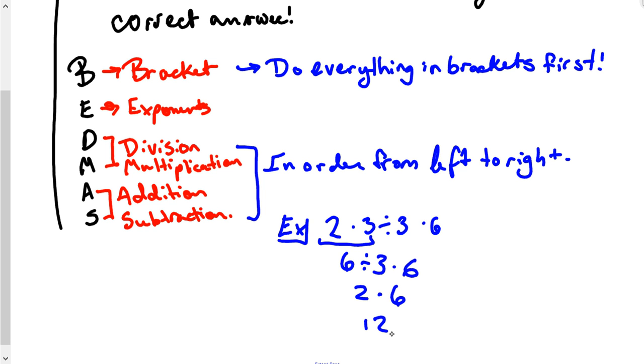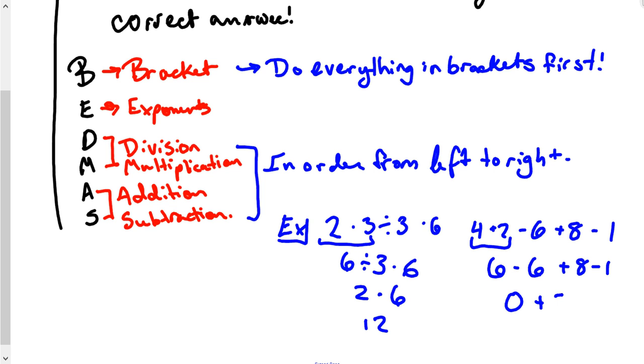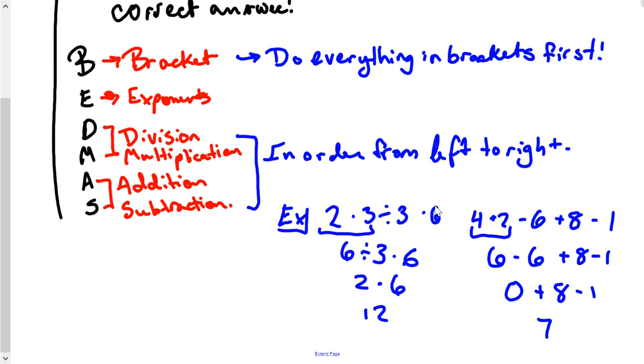And let's do an addition subtraction example. So this could be 4 plus 2 minus 6 plus 8 minus 1. Again, one step at a time. So 6 minus 6 plus 8 minus 1 gives us 0 plus 8 minus 1 to give us 7. Step by step, there's no need to rush order of operations stuff because we really don't want to get it wrong. We want to make sure that we're doing it right.